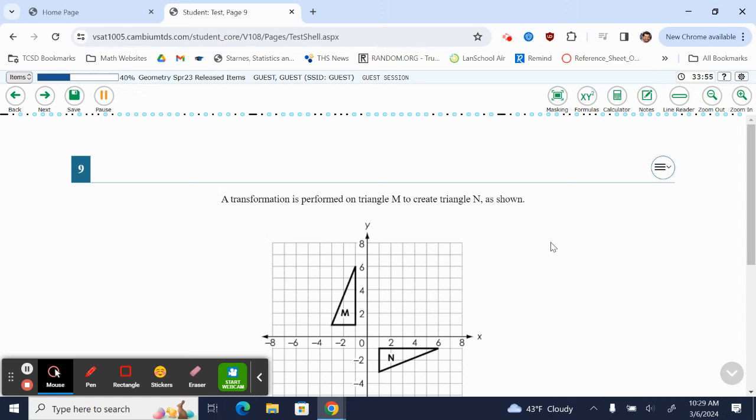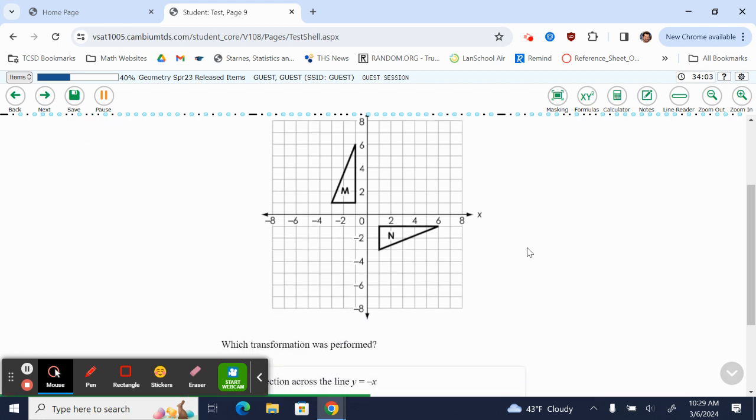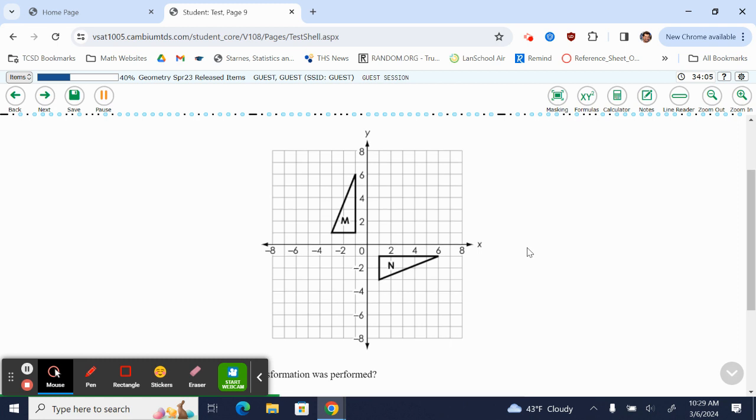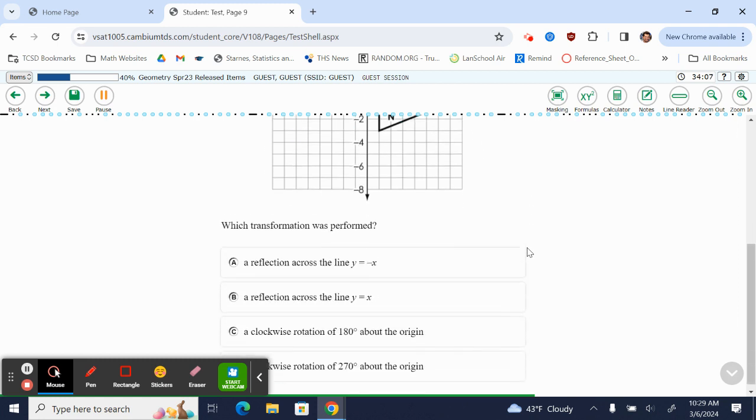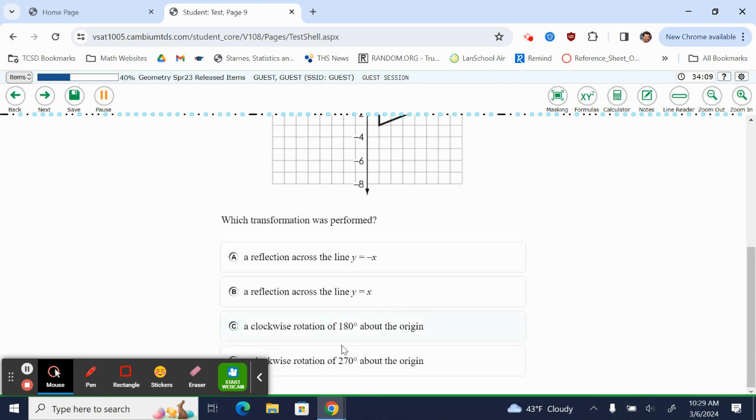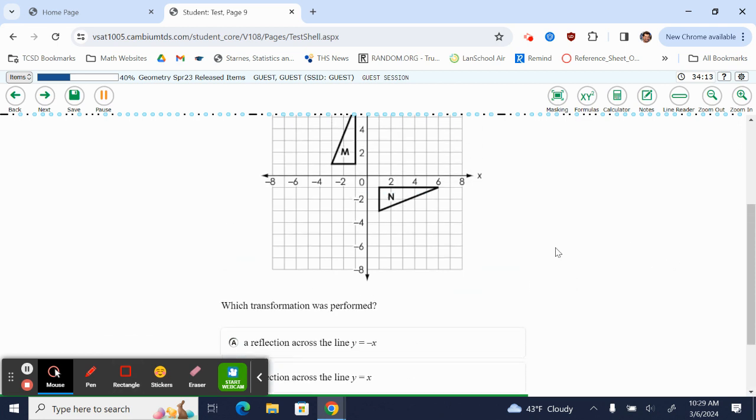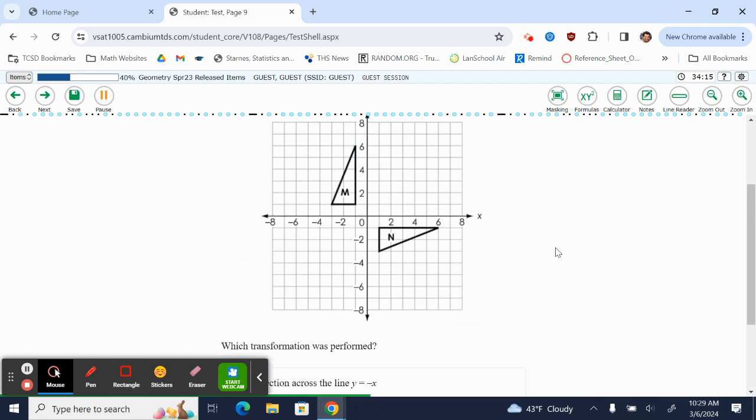Geometry OST Spring 2023 release date test items number 9. It says a transformation is performed on triangle M to create triangle N as shown. What transformation was performed? Okay, so let's take a look at some things. We have 2 reflections, we have 2 rotations. So I'm going to go through all of them with you just to kind of show you what's happening.